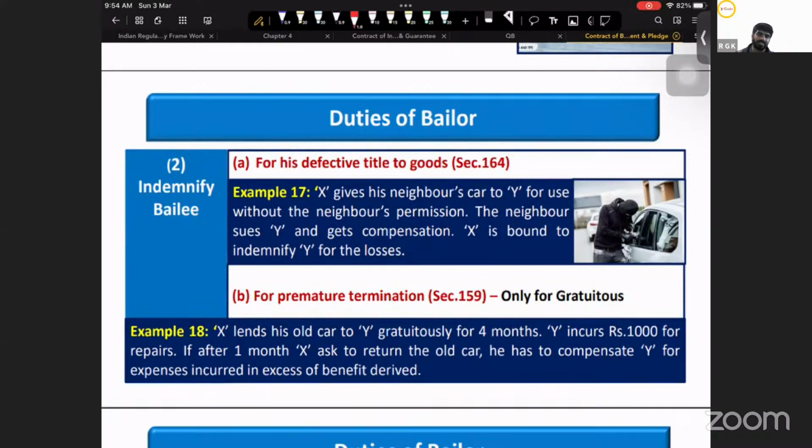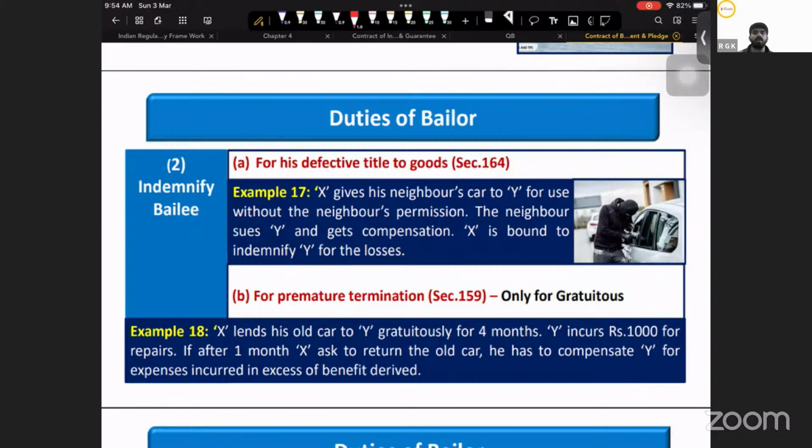But the petrol expenses Vaishak has incurred, without taking any benefit out of that petrol, he has incurred an expense of 3,500. So if the expense incurred is more than the benefit derived, then such expenses must be compensated by Anil. Anil has to compensate him those expenses.